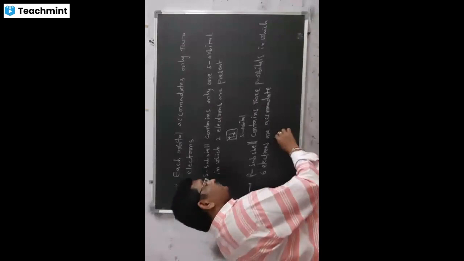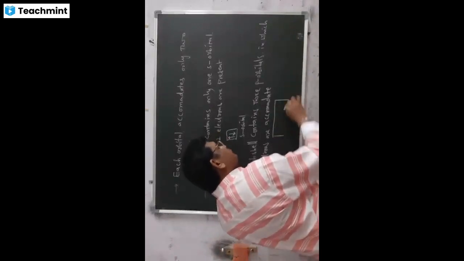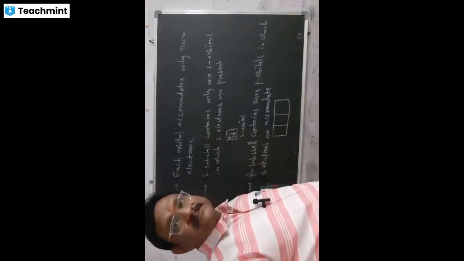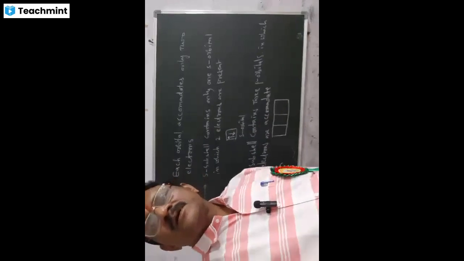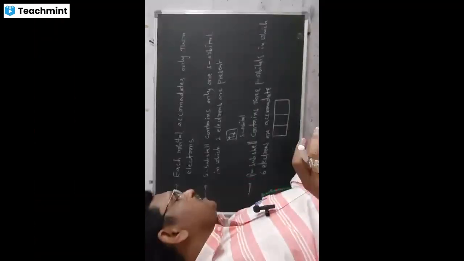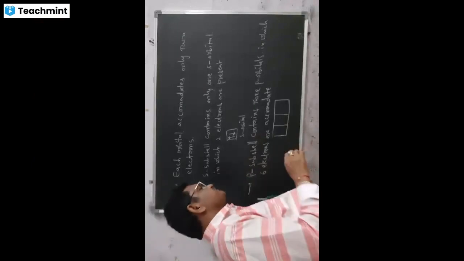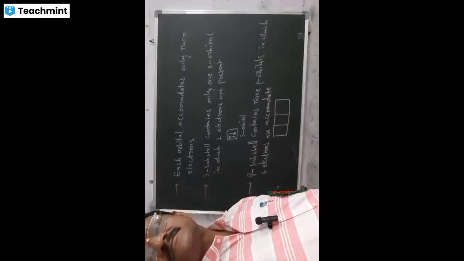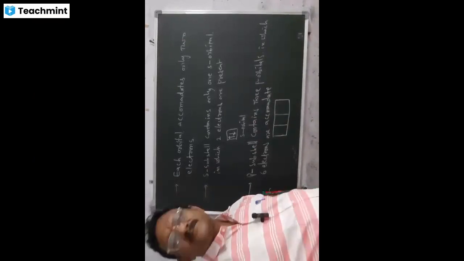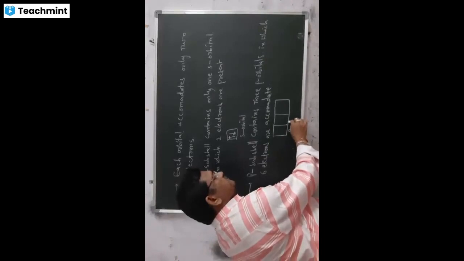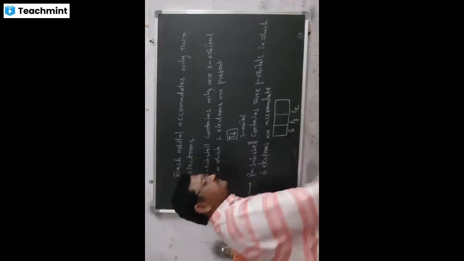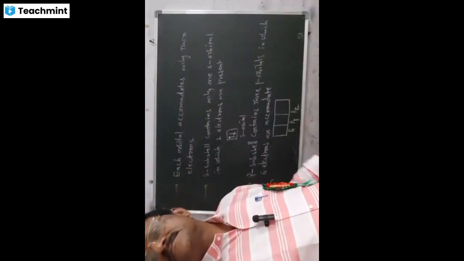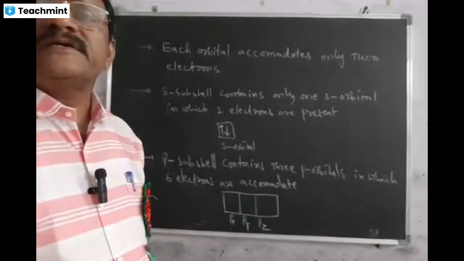For example, in the last class we discussed the p subshell. How many orbitals does the p subshell have? 3 orbitals. The p subshell contains 3 orbitals. Those are px, py, pz. Already I explained in the previous class.